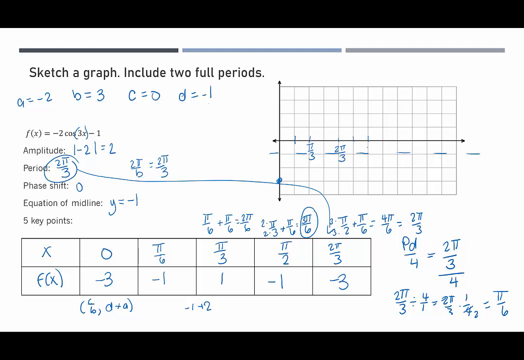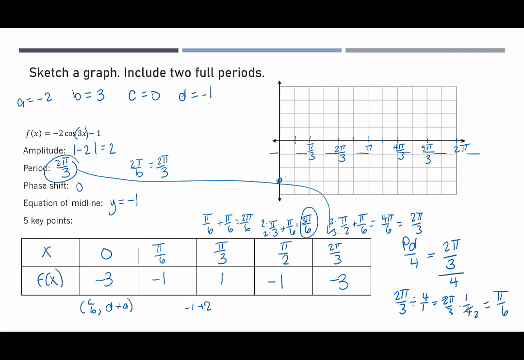5 pi over 6. 6 pi over 6 is pi. 7 pi over 6. 8 pi over 6 is 4 pi over 3. 9 pi over 6. 10 pi over 6 will be 5 pi over 3. And then we have 11 pi over 6 and 12 pi over 6 is 2 pi. So I'm just going to fill that in. It does say to include 2 full periods. We found the key points of 1 period, but we're going to use that information to help us with the second period without creating a table of values.